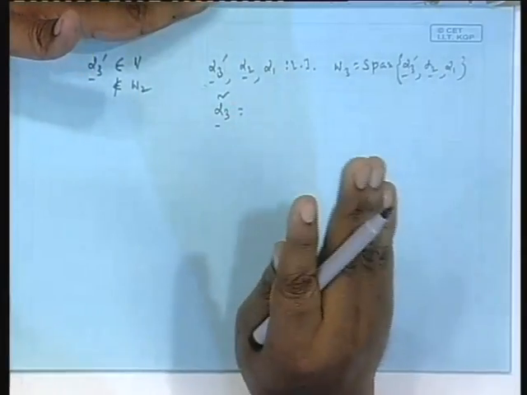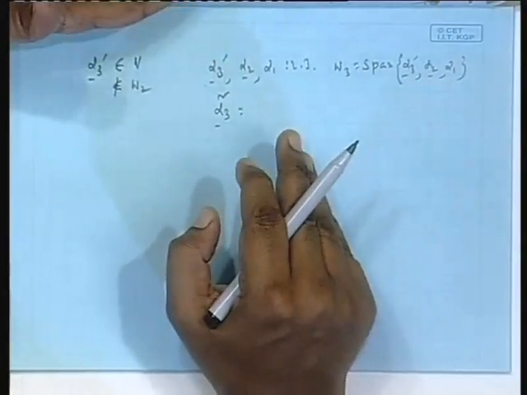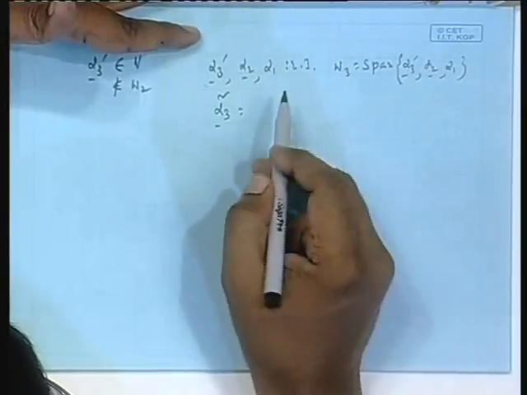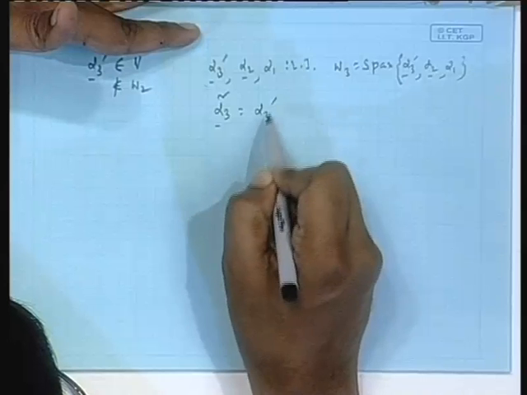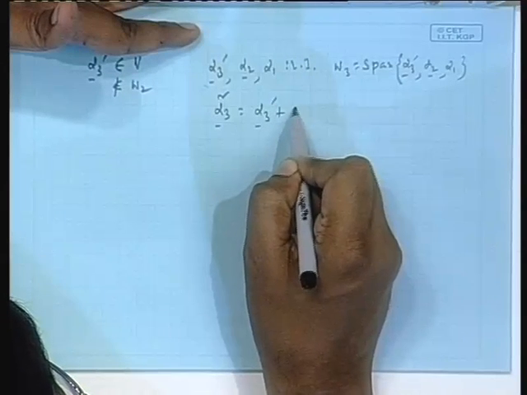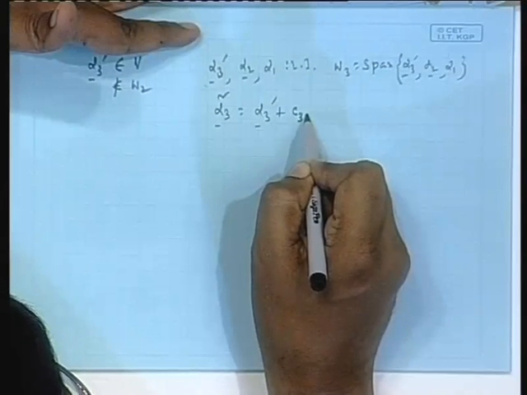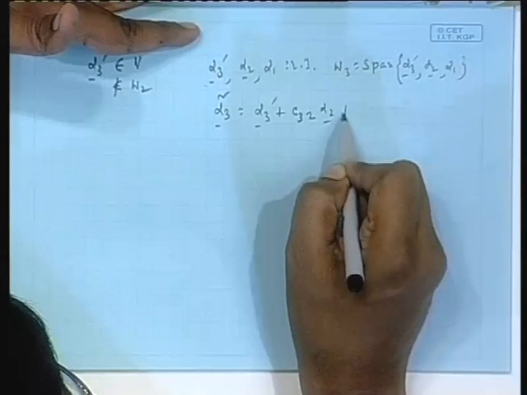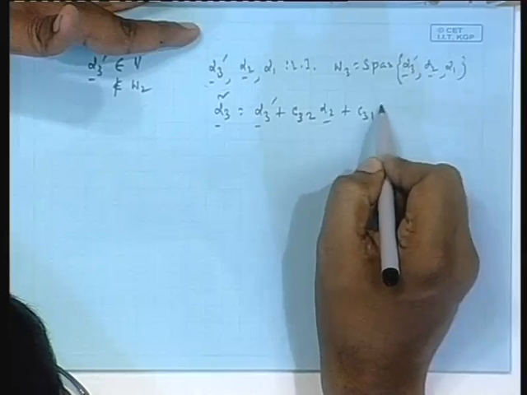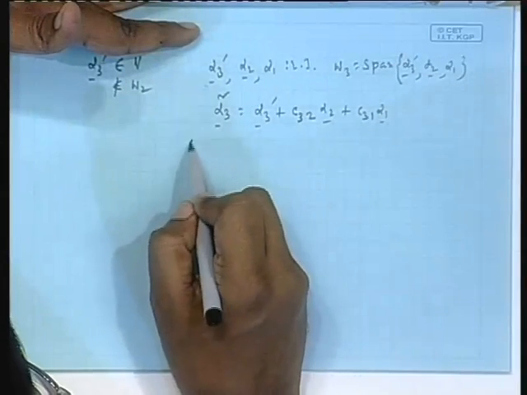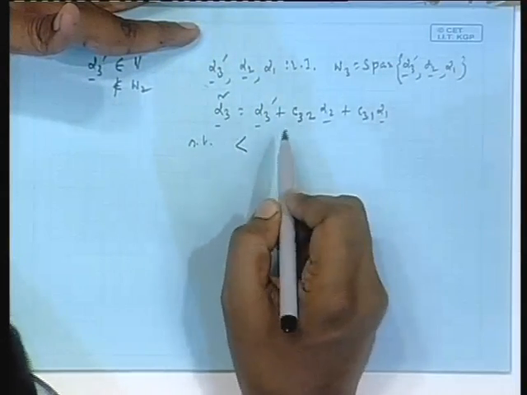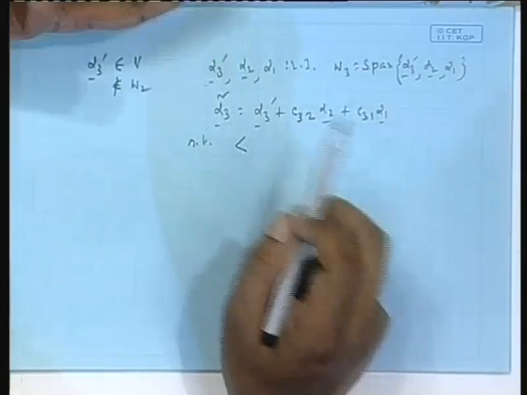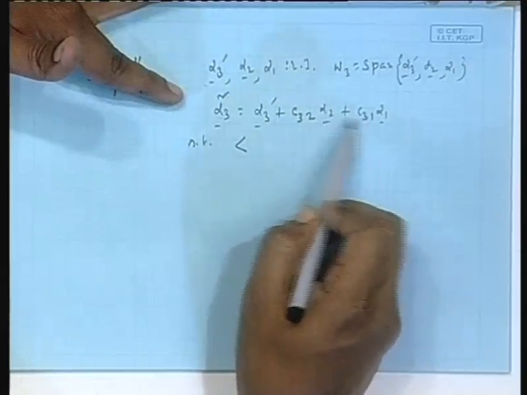You understand? Absolutely similar step. I am doing up to this level so that you understand how recursively this will go on. So, alpha 3 tilde will be of this kind of form, alpha 3 prime plus some coefficients, C 3 1, C 3 2, iteration number 3, so that this is orthogonal to both. Mind you, earlier it was alpha 2 tilde was orthogonal only to alpha 1.